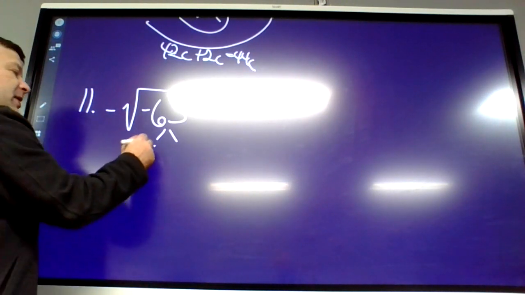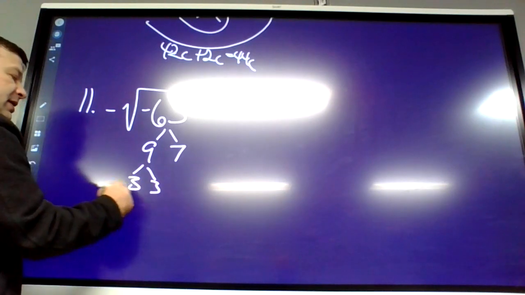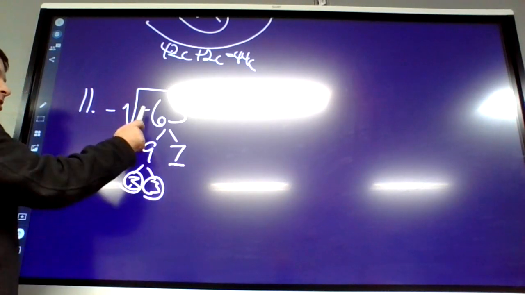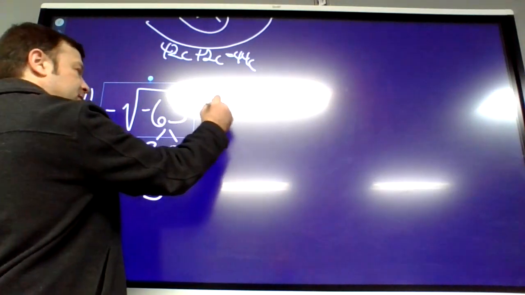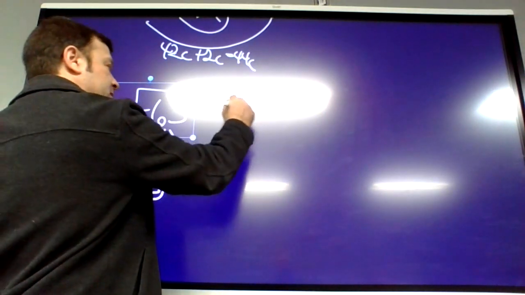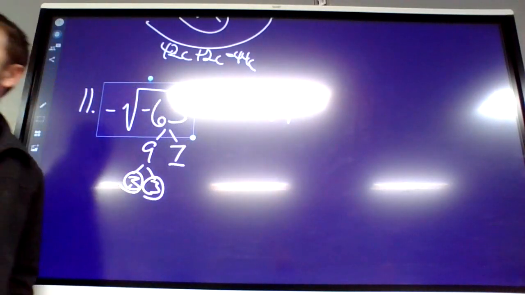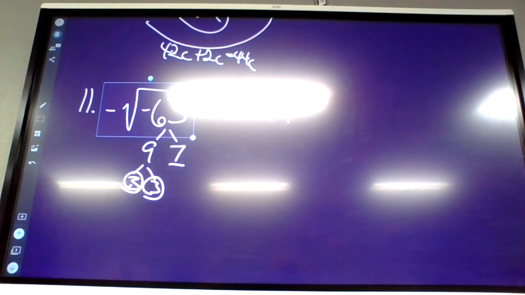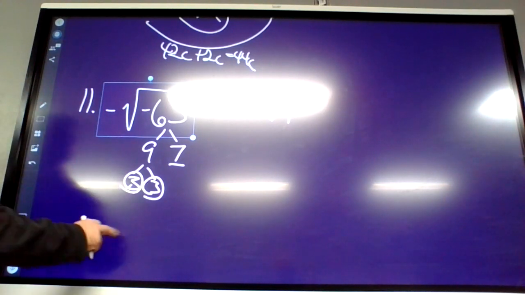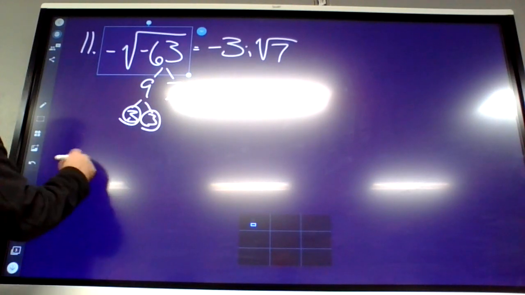Number 11, if I had to do this by hand, it would be 3 square root of 7, but the negative inside the square root always turns into an i. So it's negative 3i square root of 7. Did you figure it out? No, it won't let me do it. It should work now. But you don't need to plug in i, you just need to plug in negative square root of negative 63. Anyways, 13.